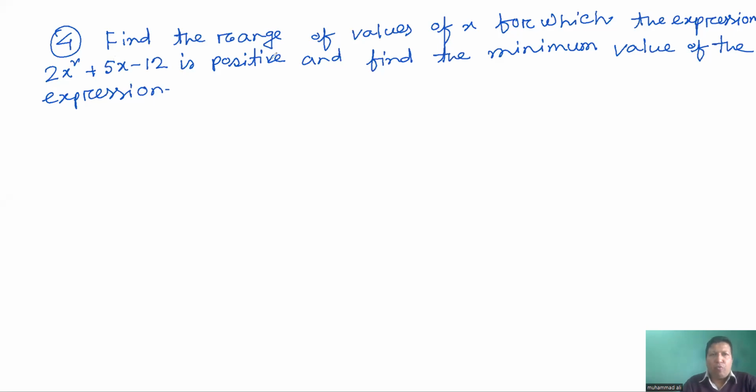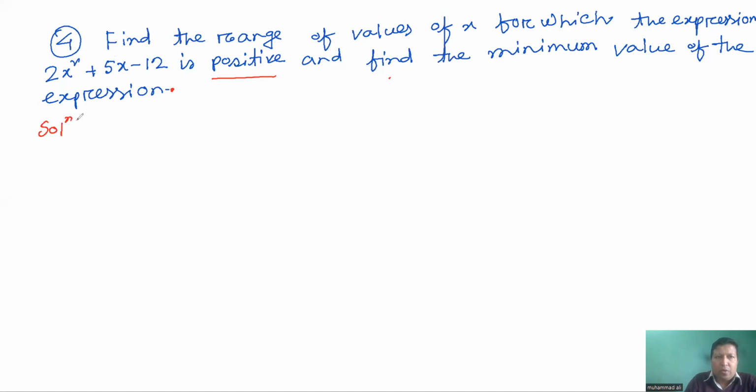Question number 4. Find the range of values of x for which the expression 2x squared plus 5x minus 12 is positive, and find the minimum value of the expression. This question has two parts. One part is where the curve is positive, for which we have to find the range of values of x. And second part, find the minimum value of the expression.